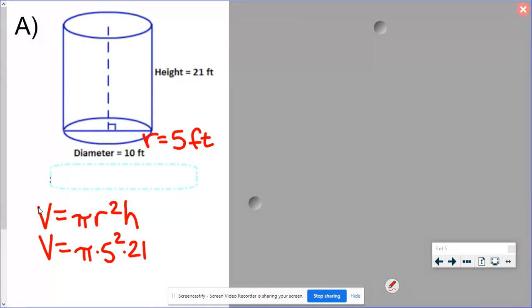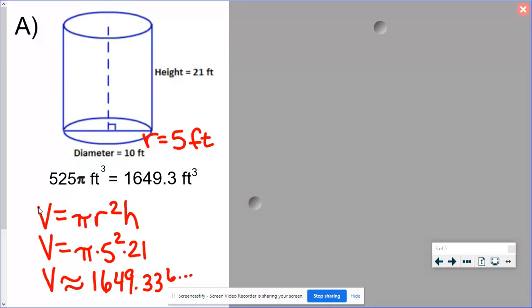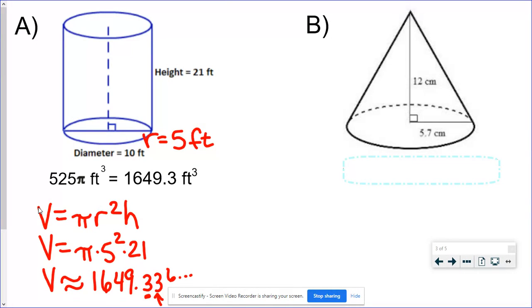So my answer here is 1649.336, blah, blah, blah. When I'm rounding to the nearest tenth, that's this spot right here. This 3 was not big enough to make it round up, so it just stayed as a 3. 1649.3 cubic feet. Volume is always cubic for our measurements.